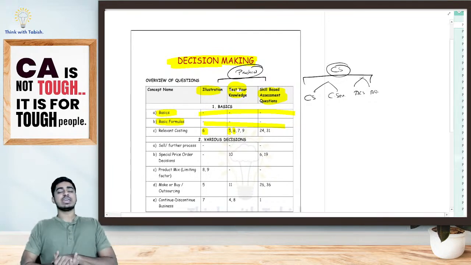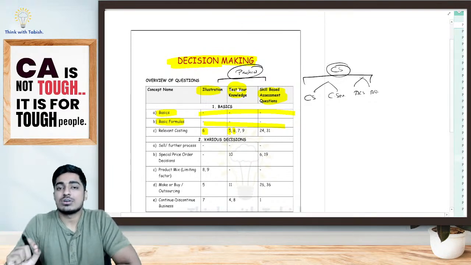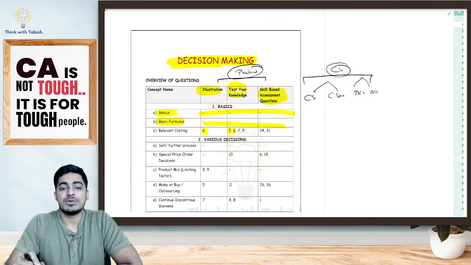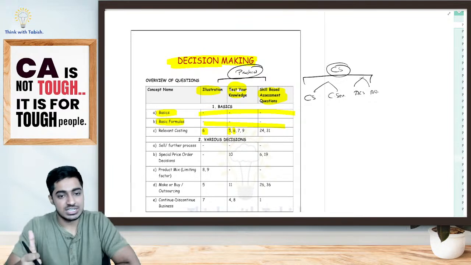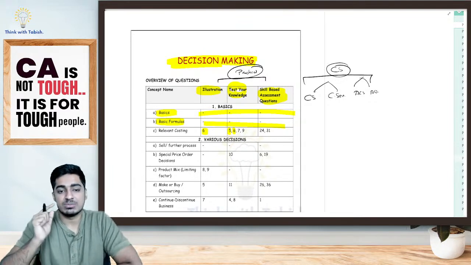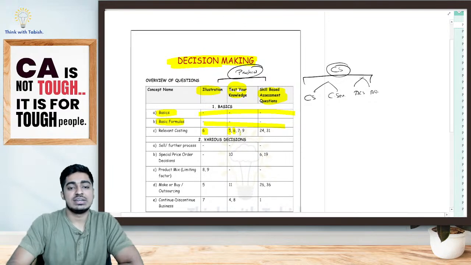Welcome back after the break, students. So, we are discussing the concept relevant costing. We've discussed the concept. We are solving the questions. We are solving each and every question in the study material and all the additional questions from this concept. We've already solved 3 questions, illustration number 6, test your knowledge question number 5 and 6. We are moving into the next question, test your knowledge question number 7.